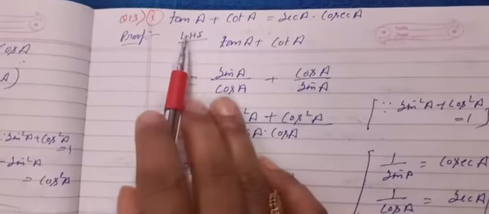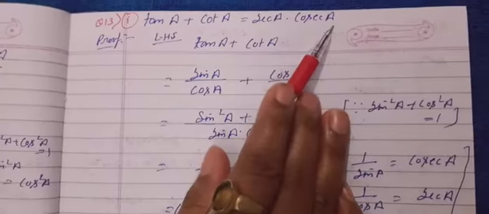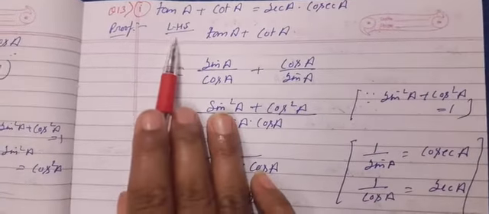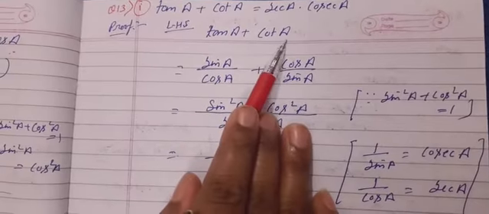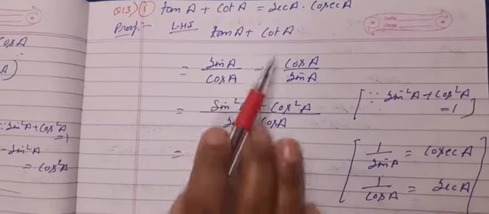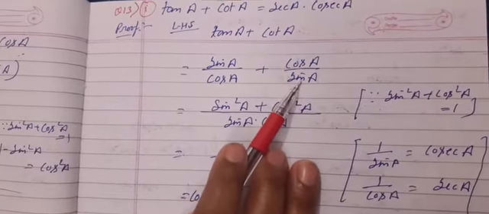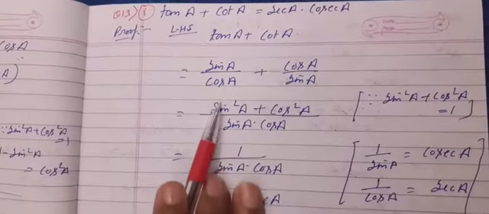Now coming to question number 13, first. Again we need to prove that tan a plus cot a is equal to sec a into cosec a. I have started from LHS, just copied LHS, that is tan a plus cot a, and we can write tan a as sin a upon cos a, and cot a is cos a upon sin a. I hope you all have memorized all these formulas, all the identities.